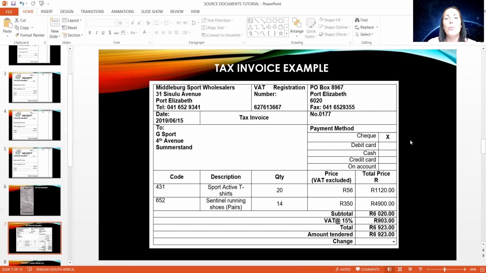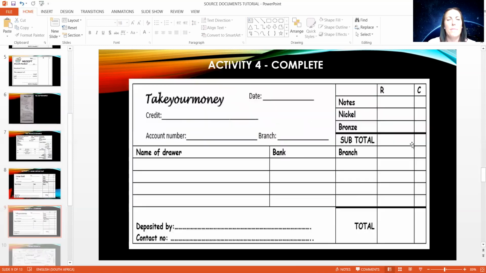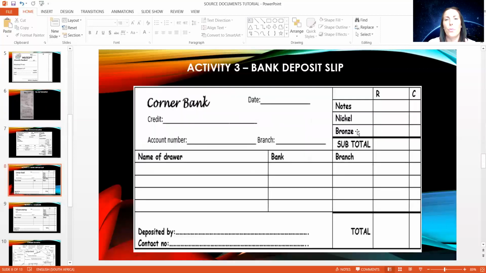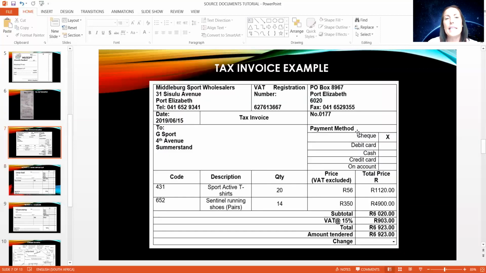This is an example for you, and then there's one that, no, I don't think there's an activity for the tax invoice or the cash invoice. We're just going to have a look at that. Once again, this is used in businesses where there's perhaps not a lot of transactions taking place on a daily basis, and basically for each and every customer who comes in, the business will issue or complete a cash invoice for that specific transaction.